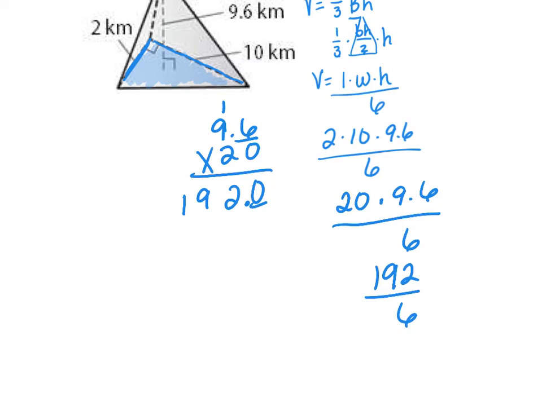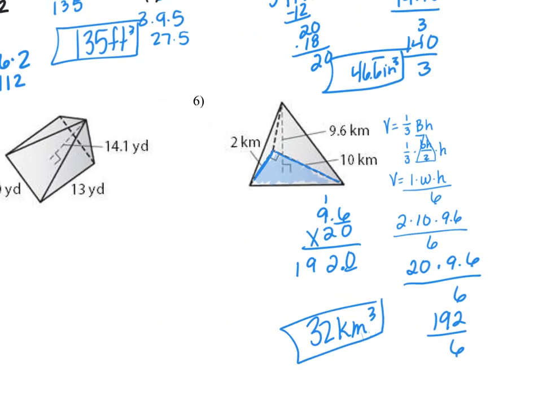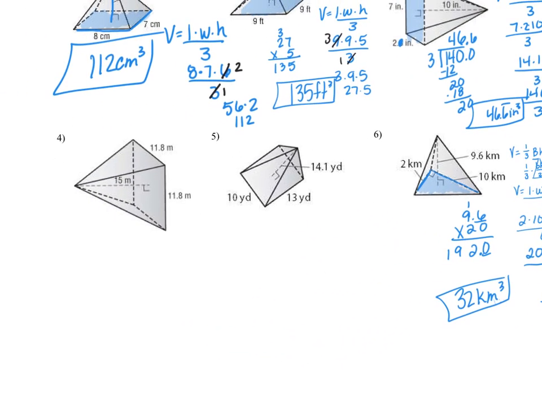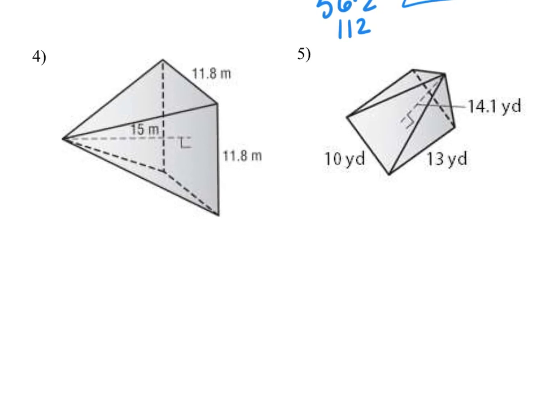Okay, it's what? 32. I'm on a whole different playing field here. So we're going to say 32 kilometers cubed. Okay. And I have a little bit of time, so I'm going to go back and look at one more of these. And I'm going to change the numbers because we don't have a lot of time. So I'm going to make that.